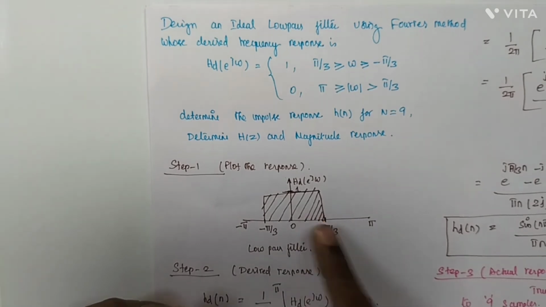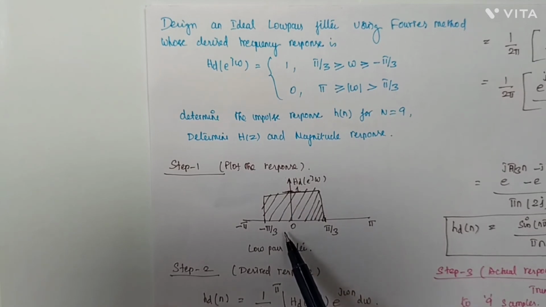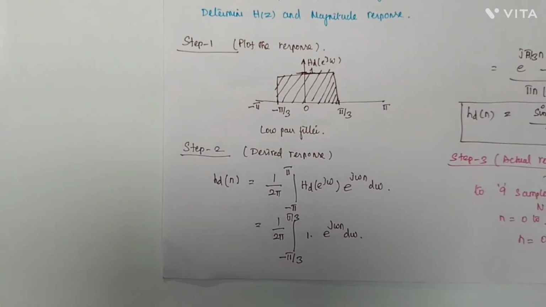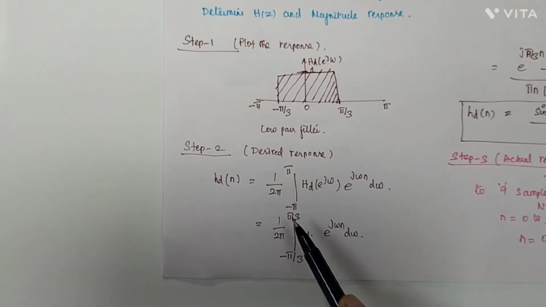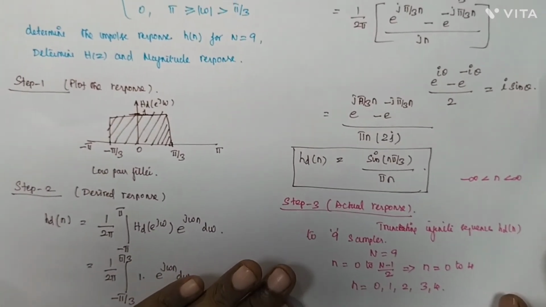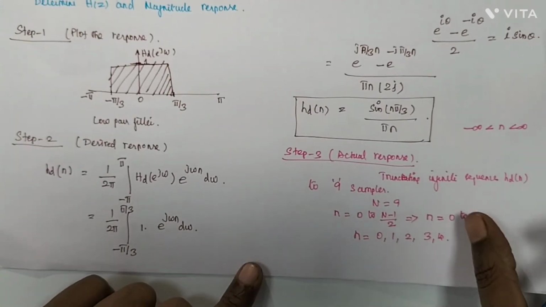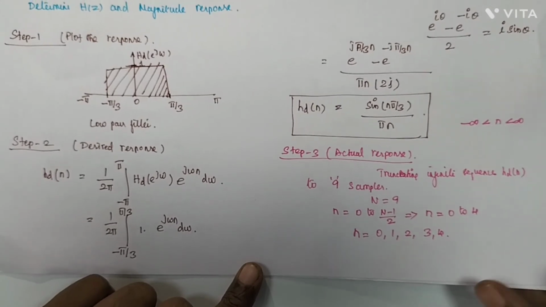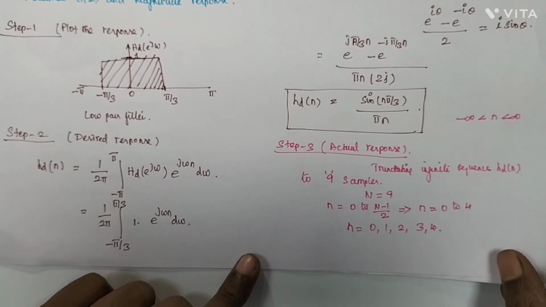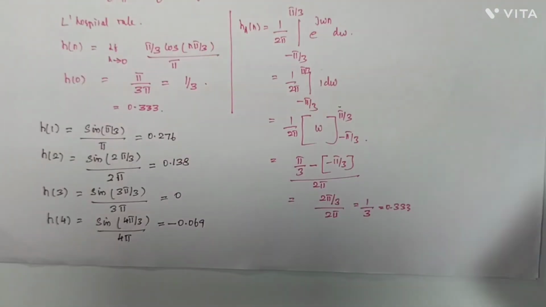The step 1 is, based on the given specification, draw the response, minus pi by 3 to plus pi by 3. Next, step 2, find the desired response by the relation 1 by 2 pi, minus pi to plus pi, hd of e power j omega into e power j omega n into d omega. So after finding the desired response, find the actual response. That is truncating the infinite sequence into a finite sequence. In the given problem it is 9 samples. So the n value is equal to 0, 1, 2, 3 and 4.